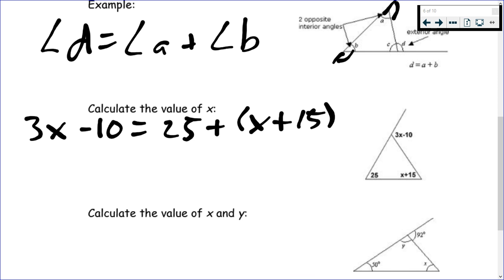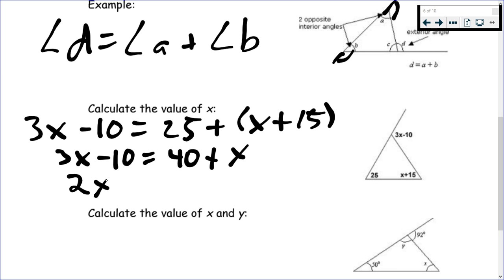So 3x minus 10 equals 25 plus 15 is 40 plus x. I'm going to move all my x's to the left side, so I'm going to have 2x. I'm going to move all my numbers to the other side, so I'm going to have 50. So x equals 25.